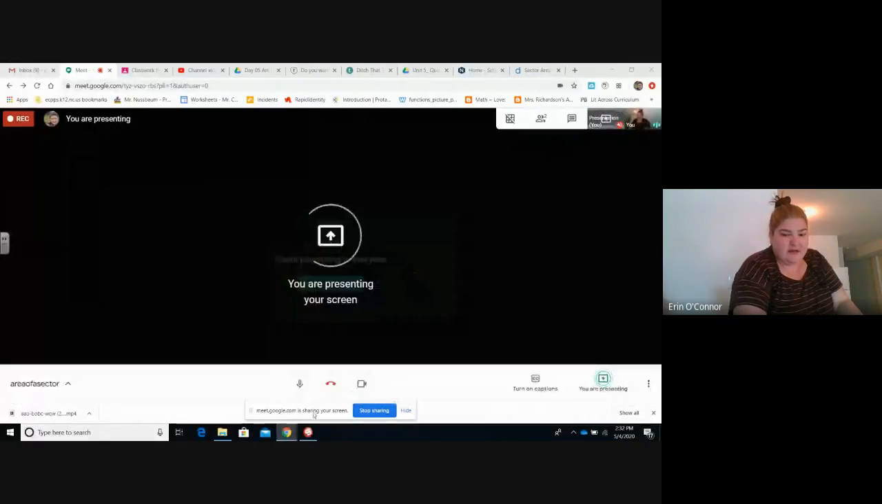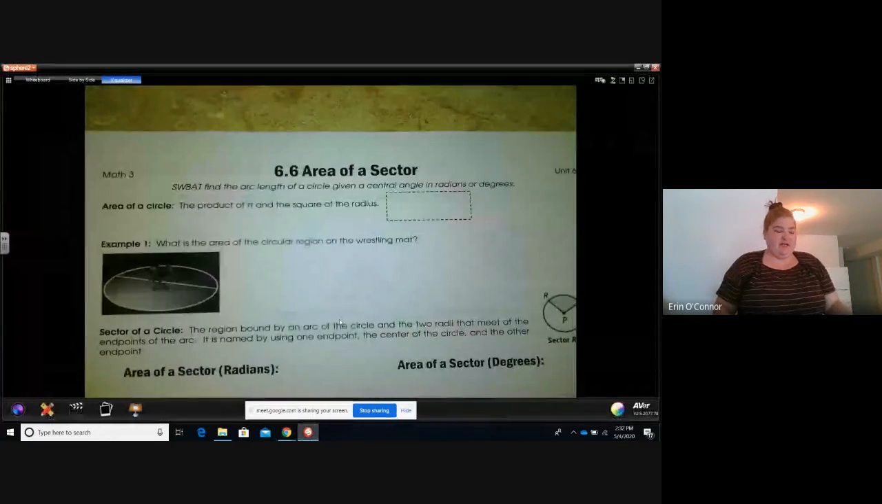Hello everyone. So today we're going to work on classwork 6.6, which is area of a sector. So we did the length of an arc, and now we're going to look at the area, kind of like a pizza slice. So looking at the area of a specific sector. Let me go ahead and share all this with you, and let's get going. Okay. So area of a sector.